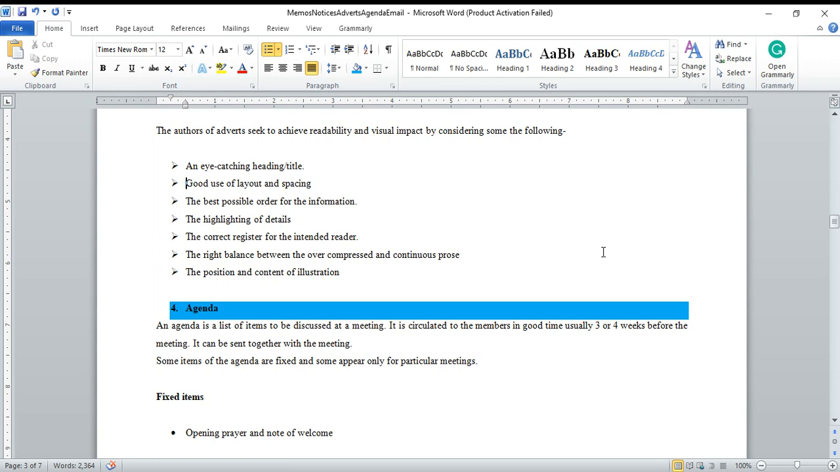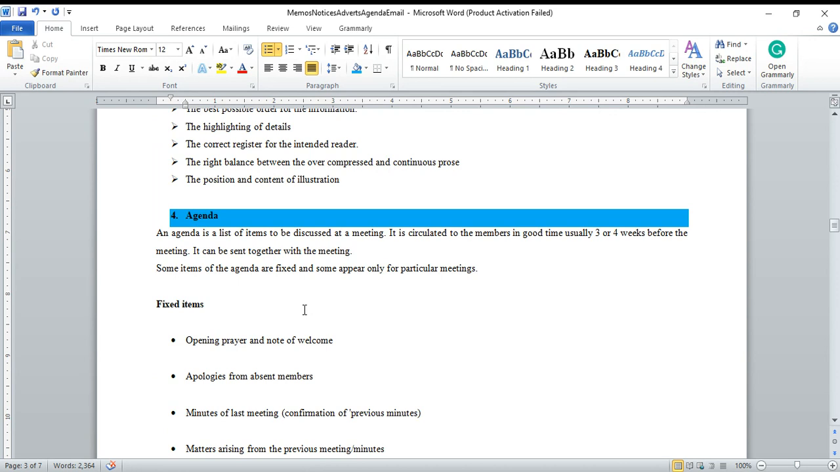Then the best possible order for the information, the highlighting of details, the correct register for the intended reader. Then the right balance between over-compressed and continuous prose. So as you try to package the information as briefly as possible, you must also consider continuous prose. Continuous prose is that which you are able to read in a continuous manner. Then the position and content of illustration.